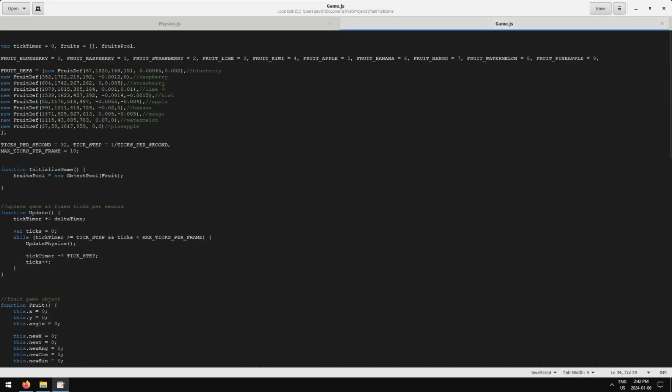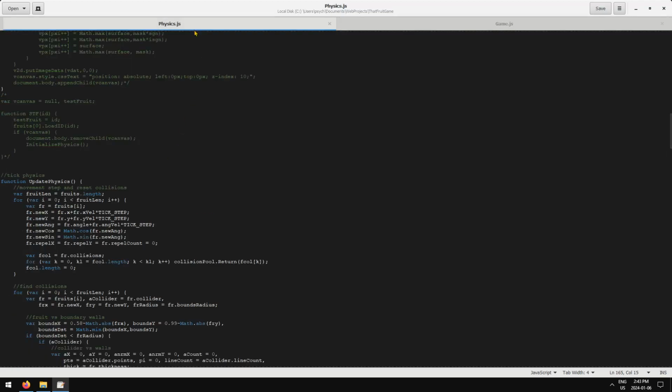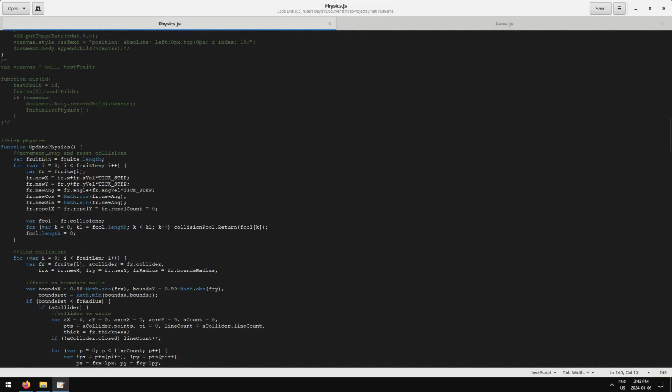We have a game loop, so we update our game and this steps forward a tick timer, and we update at a fixed ticks per second, so this keeps our physics and game logic constant between devices. Whenever the tick timer goes above the tick step interval, it does a tick. We also limit the number of ticks per frame, so if it's really lagging, it doesn't lag more by trying to simulate like 1,000 frames if it starts falling behind. So then this runs the physics tick.